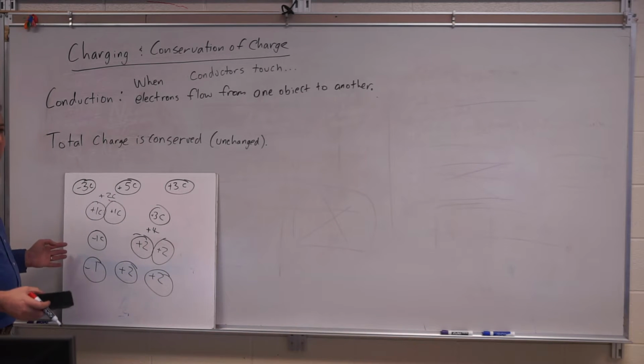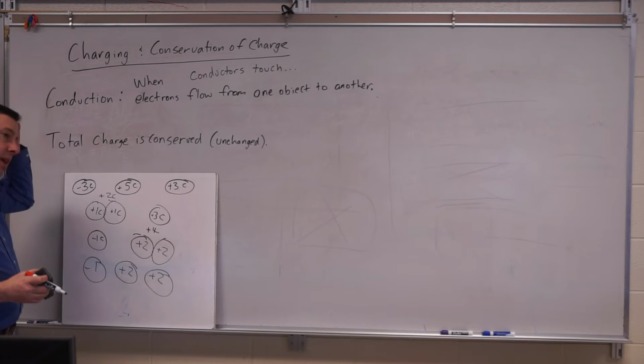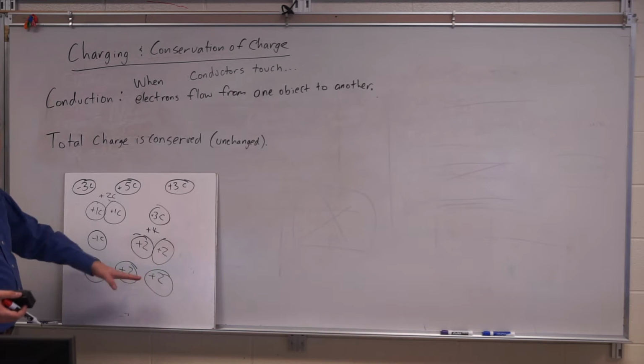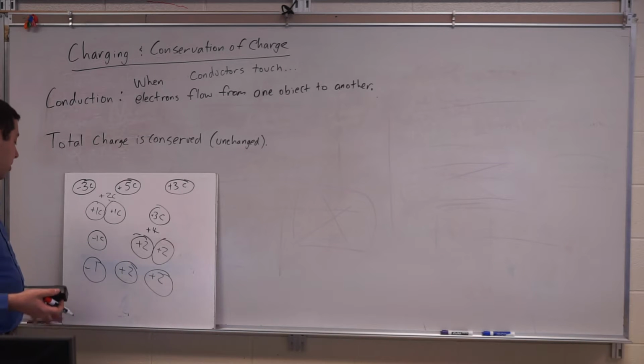So depending on how you touch these objects together, they may or may not all have the same charge. If you touch these back together, you get no charge flow because they have the same charge. But if you touch the negative 1 and the plus 2 together, there would be charge flowing. There'd be electrons going from there to there. They would have a total charge of plus 1, so a half coulomb on each, for example. There's different ways to do it.